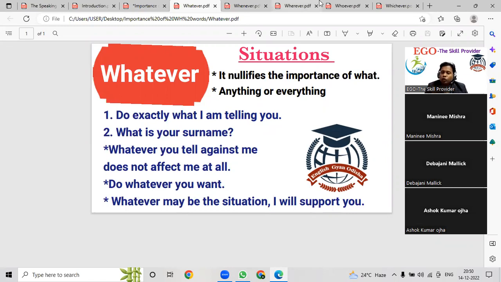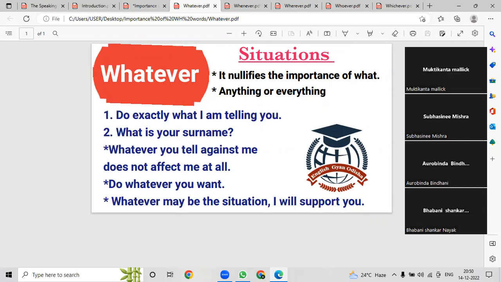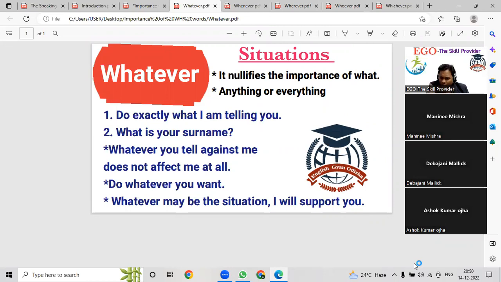But if I say do whatever you want to do, whenever you are getting angry with your kid, what do you say? Whenever you are getting angry with your kid, you tell them, do whatever you want to do. I don't like it. Do whatever you want to do. Whatever, not what. What is used for specific information. But whenever you are using whatever, it is something called general information. So the very purpose of what is lost.